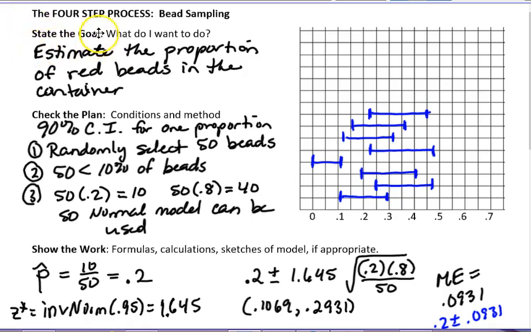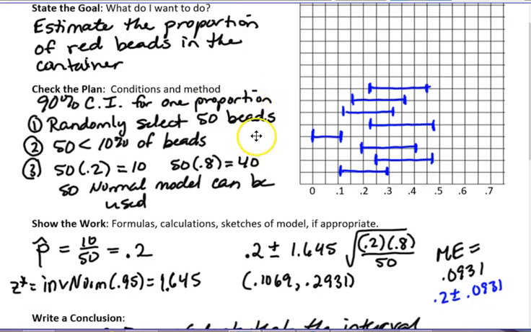You state the goal. What am I trying to do? I want to estimate the proportion of red beads in the container. What's my method for wanting to do that, and have the conditions been met? So I state my goal, then I check my plan. I want to make a 90% confidence interval for one proportion. So I have to look at the 3 conditions.